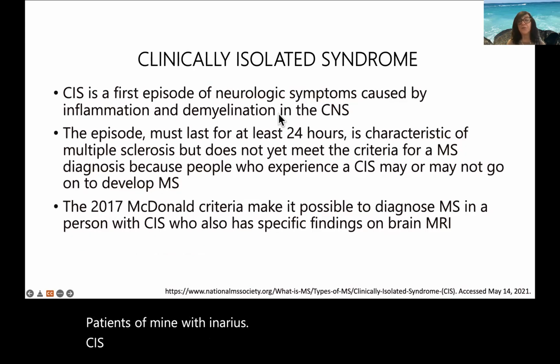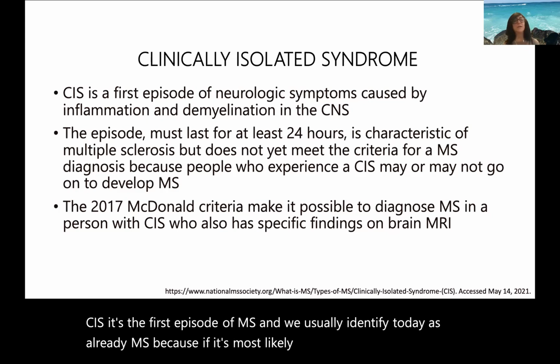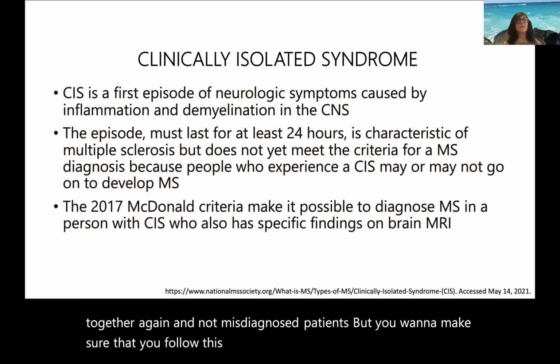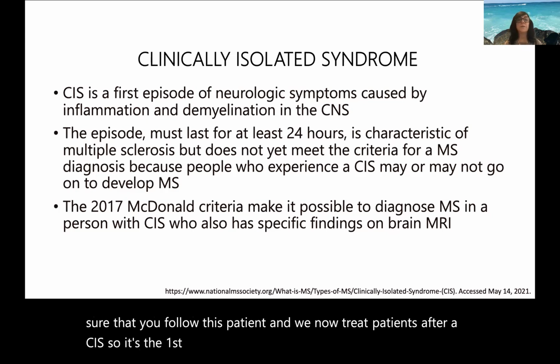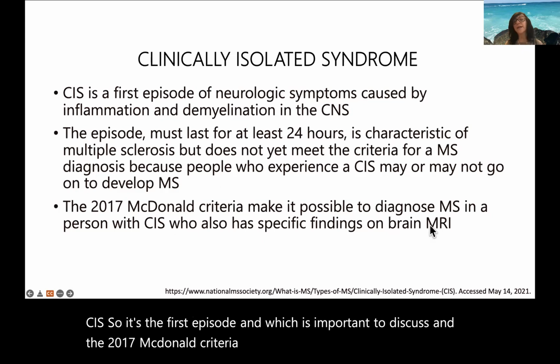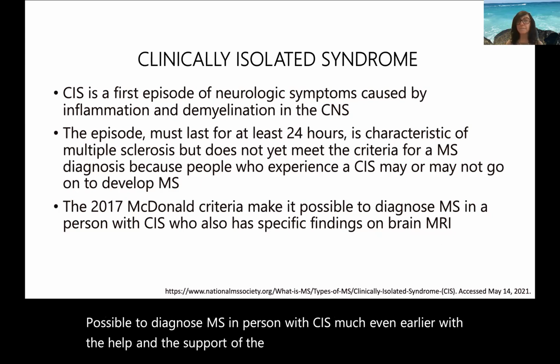CIS is the first episode of MS, and we usually identify it today as already MS, because you have to put all the pieces together and not misdiagnose patients. But you want to make sure that you follow this patient, and we now treat patients after a CIS. So it's the first episode, which is important to discuss. And the 2017 McDonald criteria actually make it possible to diagnose MS in a person with CIS even earlier, with the help and support of brain MRI findings.